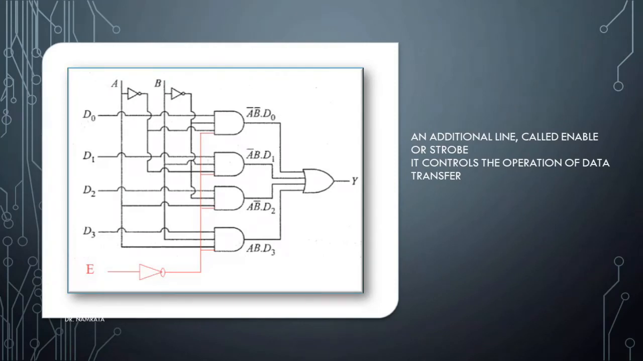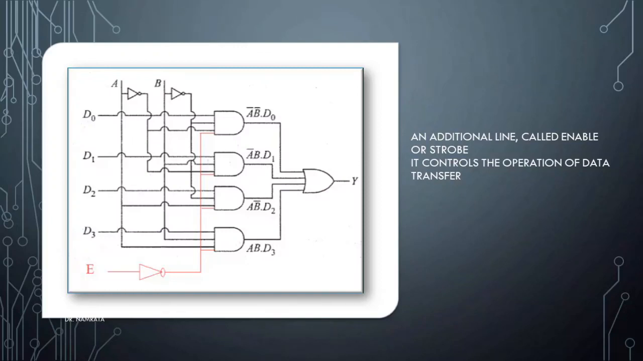Commercially available multiplexers usually have an additional input line called enable or strobe, denoted by E. It controls the whole circuit. When E equal to 1, then output of the NOT gate is 0. This means that one input to all AND gates is 0. Implies all AND gates are disabled and output will be 0 only from all the gates.